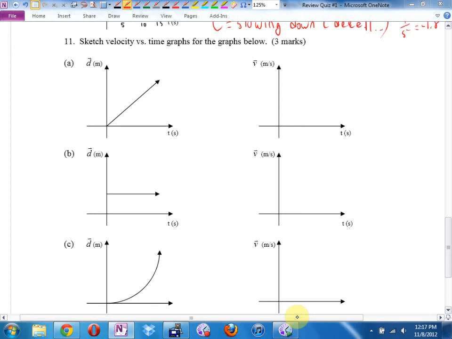So this graph A has a positive unchanging slope. That means a positive unchanging velocity. I would look for a graph that was a horizontal line and above 0. I don't care how high your line is, could be higher, could be lower, because I didn't give you any numbers, but definitely it's a horizontal line. 1 mark.